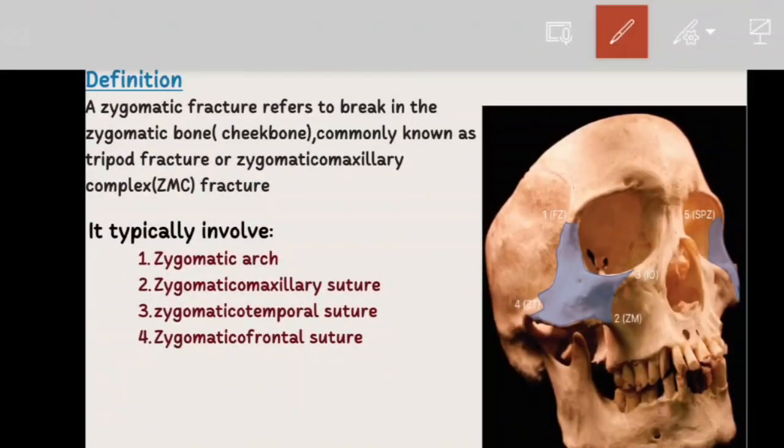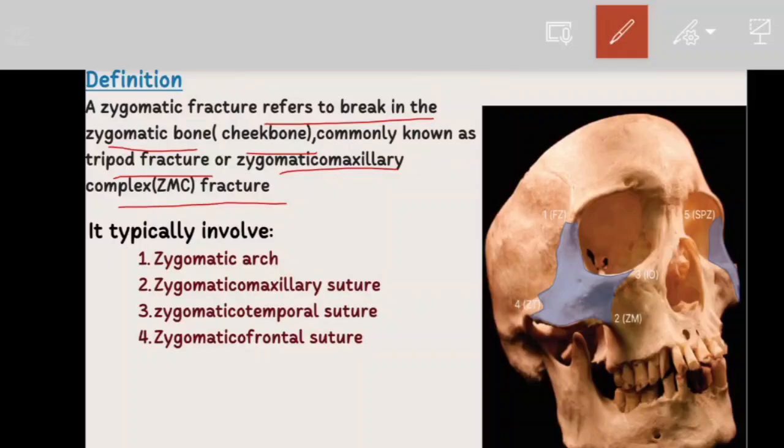So first is the definition of a zygomatic fracture. A zygomatic fracture refers to a break in the zygomatic bone, which is also called the cheekbone, commonly known as a tripod fracture or the zygomatico-maxillary complex fracture. Okay, so why tripod? Because usually it involves 3 or 4 suture areas.